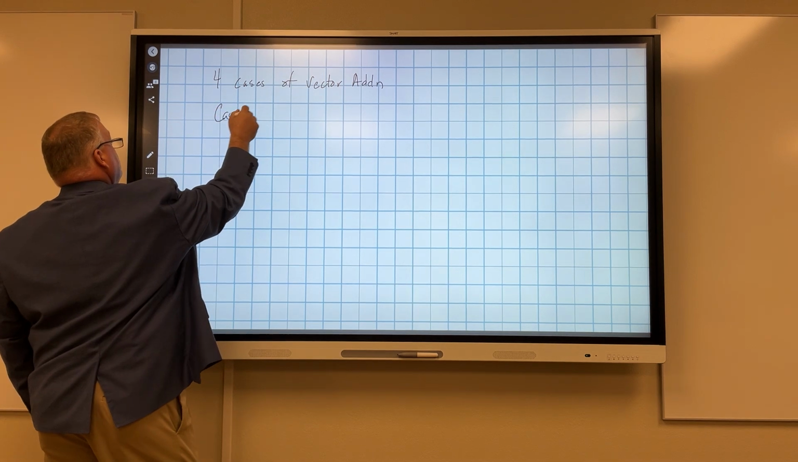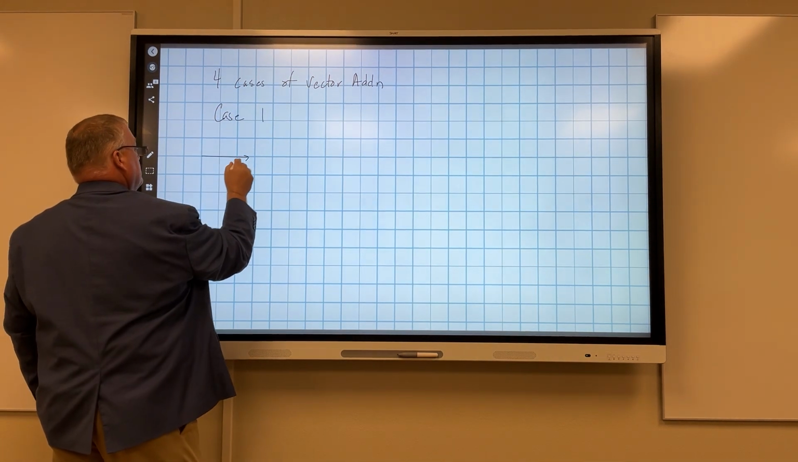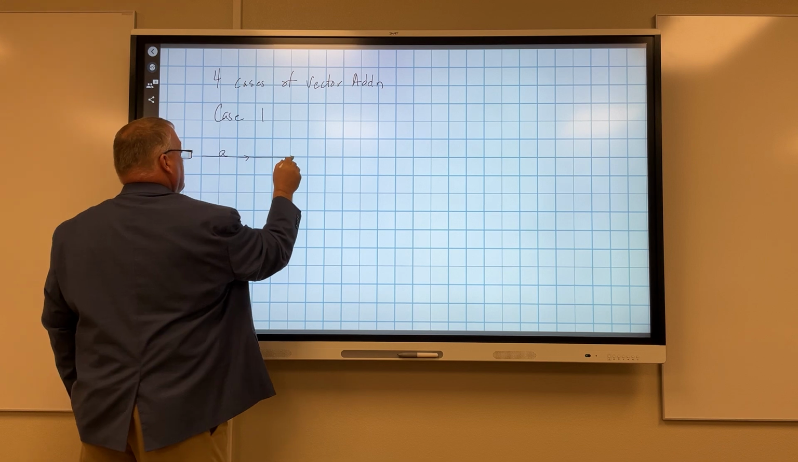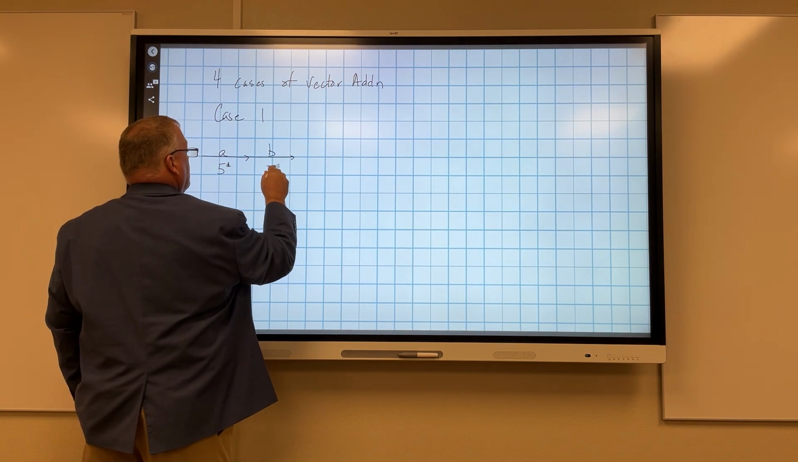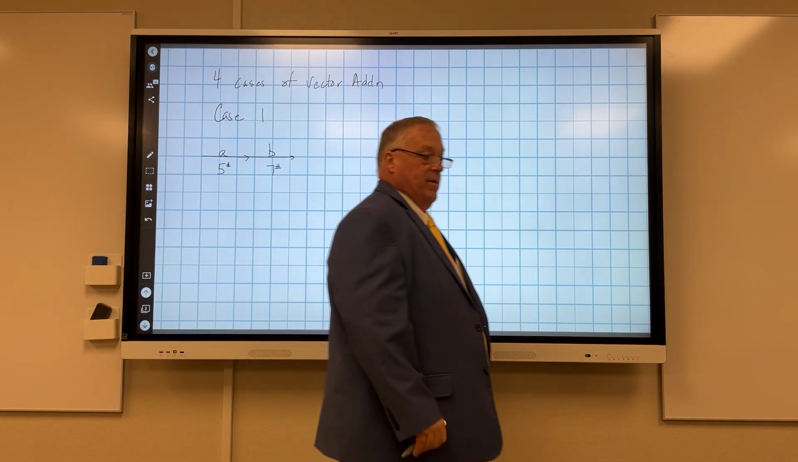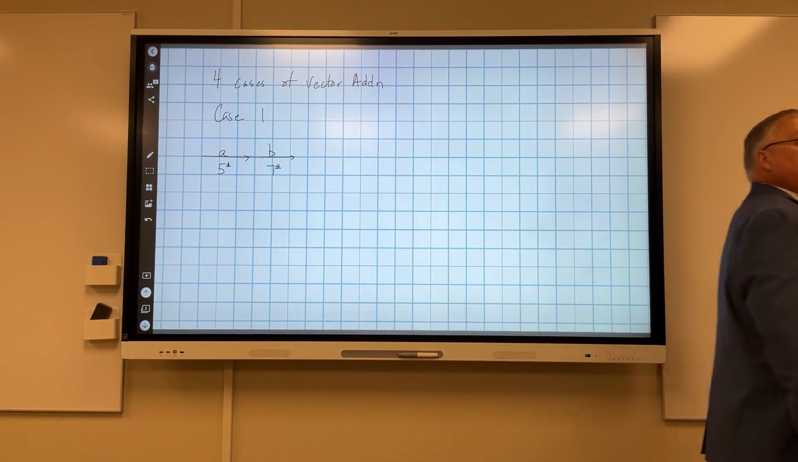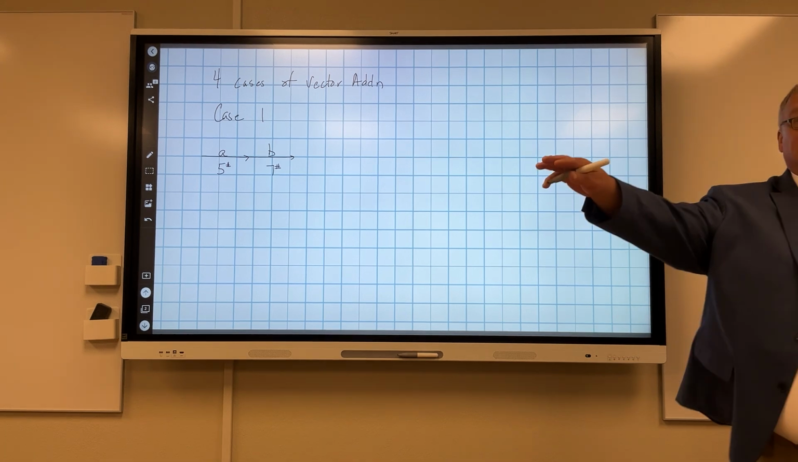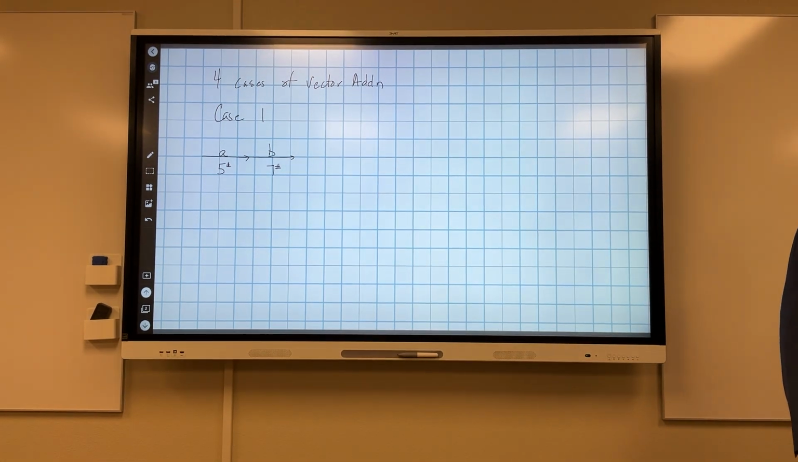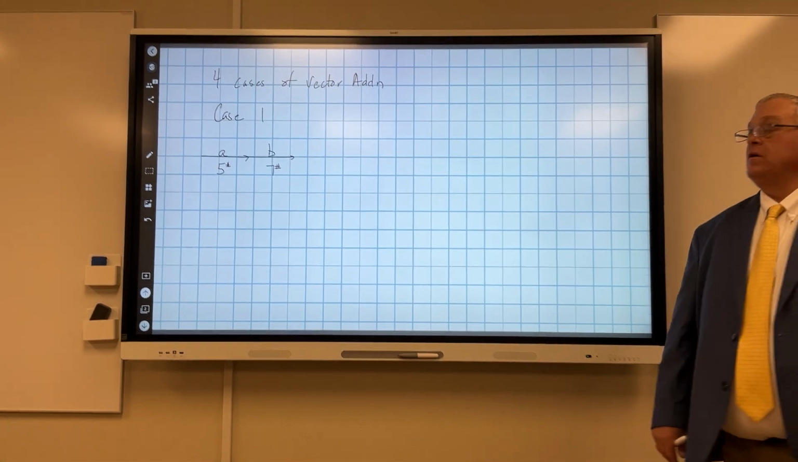Case 1. Vector A and vector B are along the same direction. What happens? Vector A and vector B, they're on the same axis. They're on the same plane. How do we add those vectors? They're both X components, just add them together.